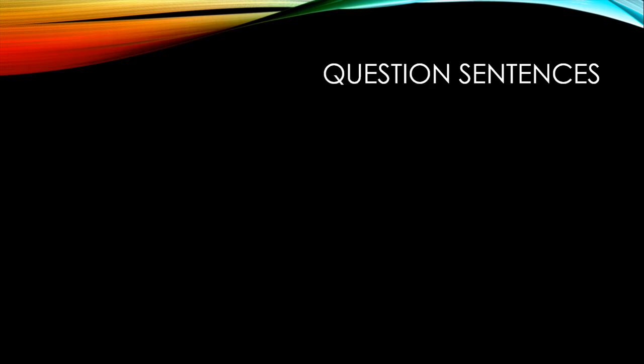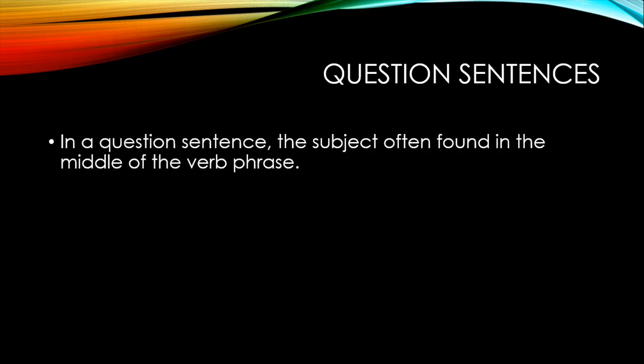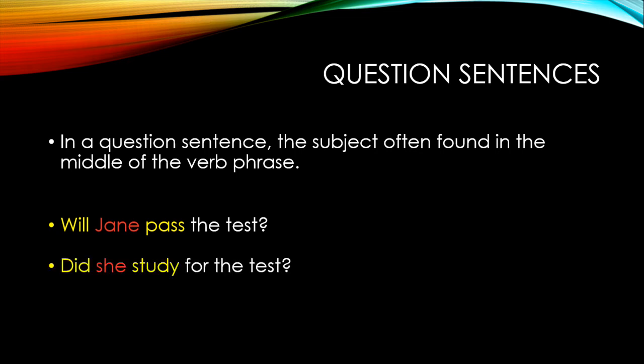Moving on to question sentences. In a question sentence, the subject is often found in the middle of the verb phrase. So for example, will Jane pass the test? Well, the verb is will pass, and Jane is the subject. You could think about it as putting it into a sentence. Jane will pass the test. Then you know that the verb is will pass. Here's another one. Did she study for the test? The verb is did study, and the subject is she. It's coming in the middle of the verb phrase again.